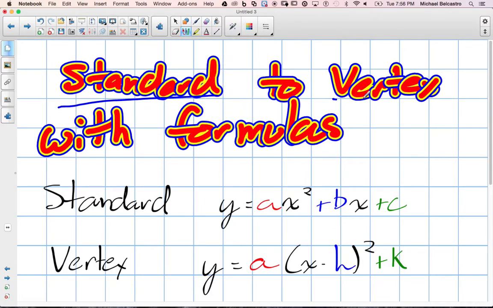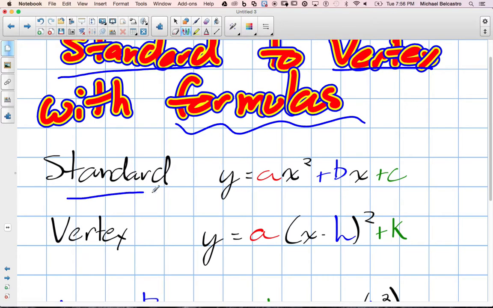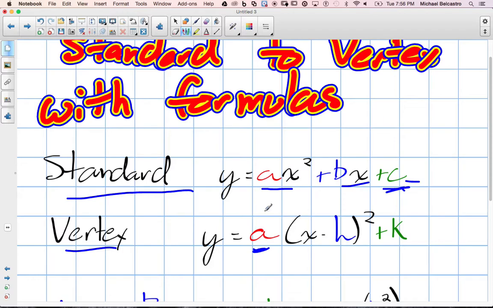We're going to go from standard to vertex form. We're going to do it with formulas instead of commonly using completing the square. So this is what our standard form normally looks like. You have an A, a B, and a C as the unknown variables. And for your vertex form, you have an A. So you'll notice these A's are the same. That's actually really important. The A should be the same between both formulas.